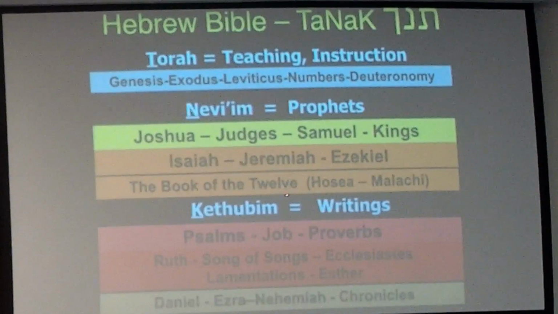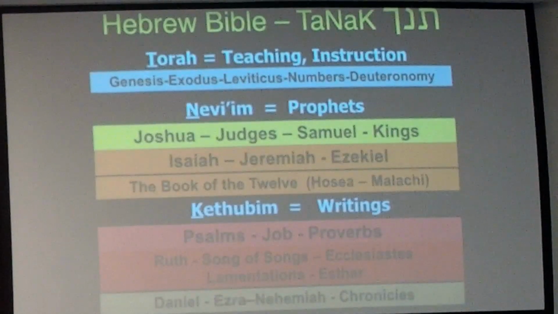The Book of the 12 is literally 12 of our minor prophets all grouped into one book. So everything from Hosea to Malachi to Zephaniah to Zechariah, all of the minor prophets that we have grouped there towards the end of our Old Testament, they have one book, and they call the Book of the 12. It's 12 of the minor prophets altogether.